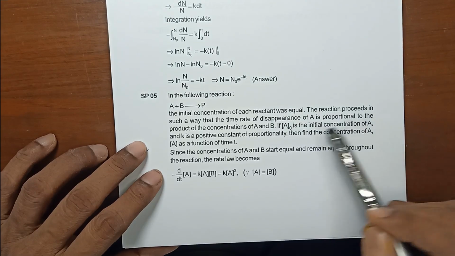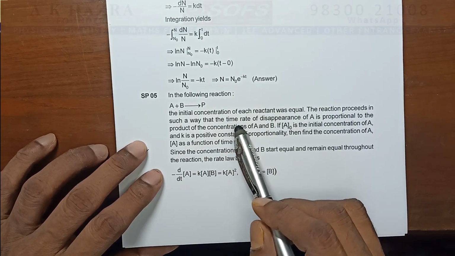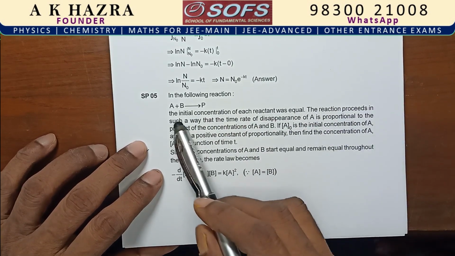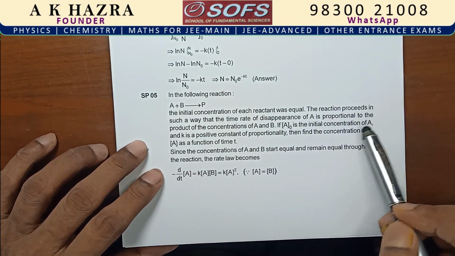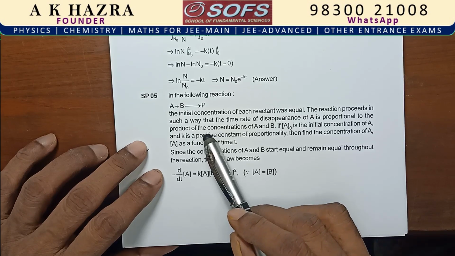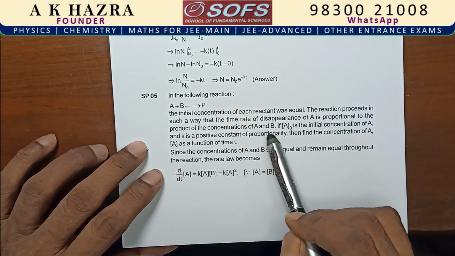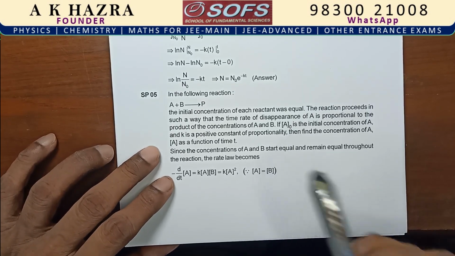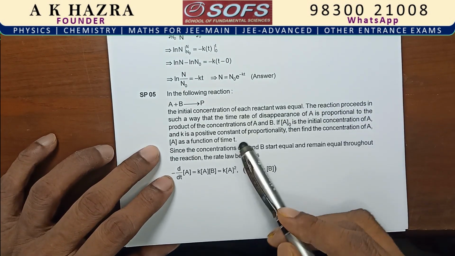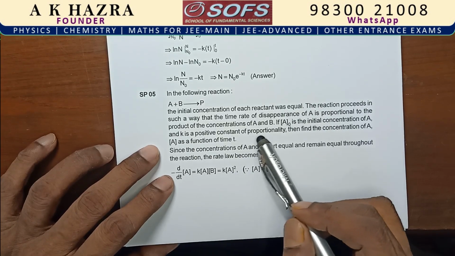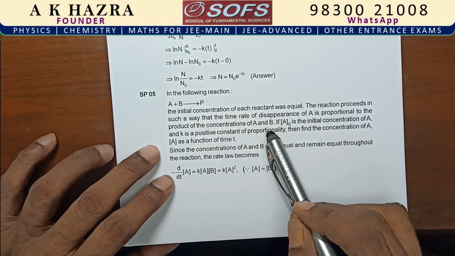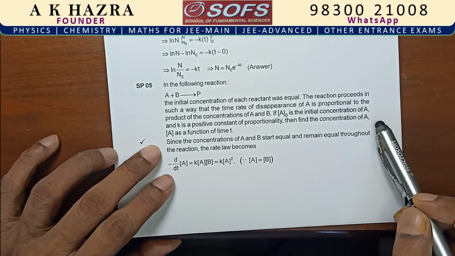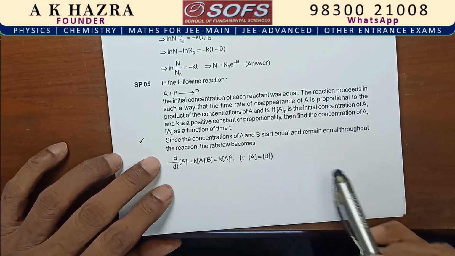The reaction proceeds in such a way that the time rate of disappearance of A is proportional to the product of the concentrations of A and B. Initial concentration of A is given, and the constant of proportionality given is a positive constant K. Then you have to find the concentration of A as a function of time t.